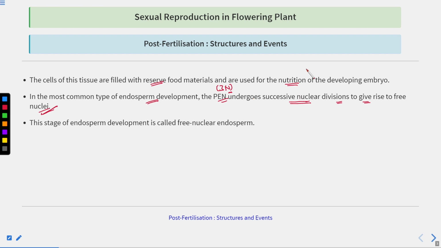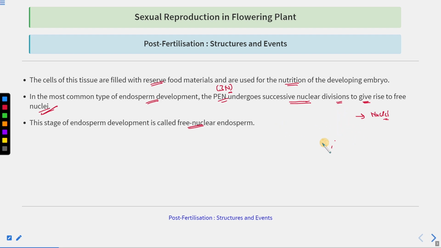So in one structure only, there are a lot of nuclei. Within one structure, these nuclei are floating in a common cytoplasm. Clear? Now, later on what happens? Cell walls start developing around these nuclei. So the first stage of the endosperm development is the free nuclear endosperm.